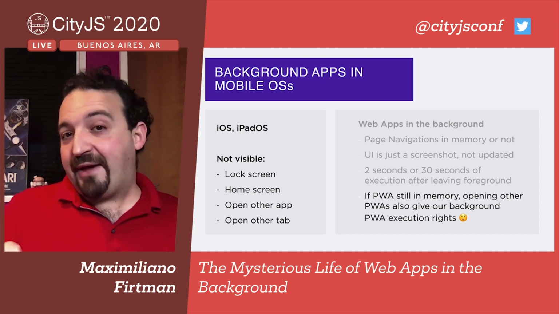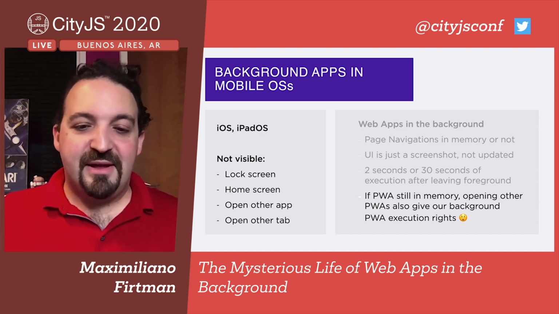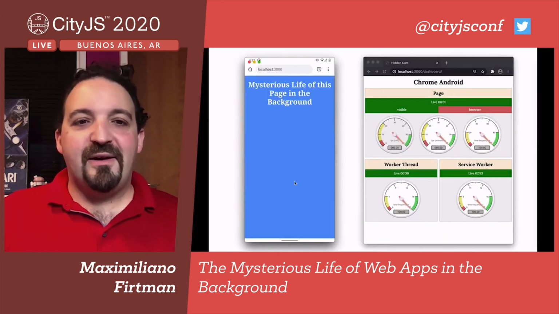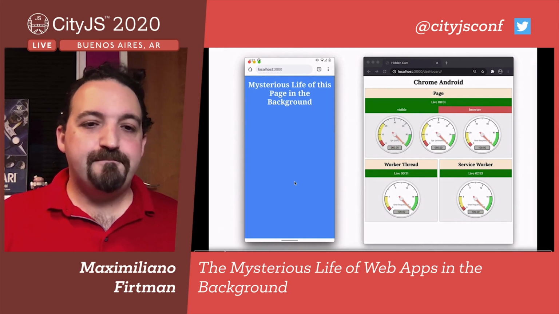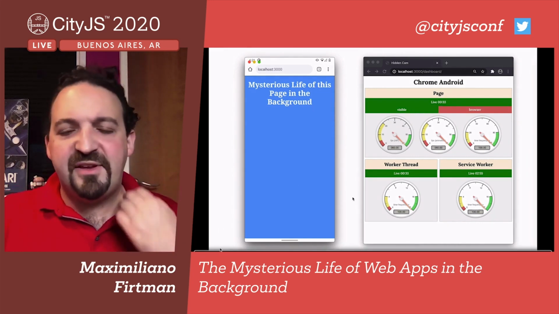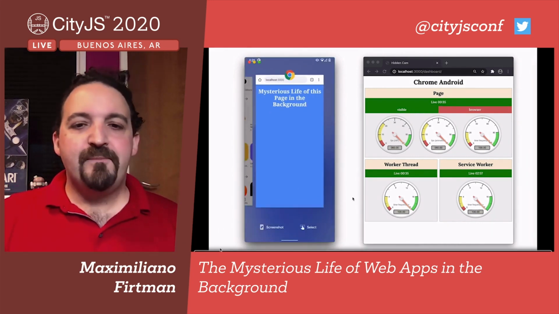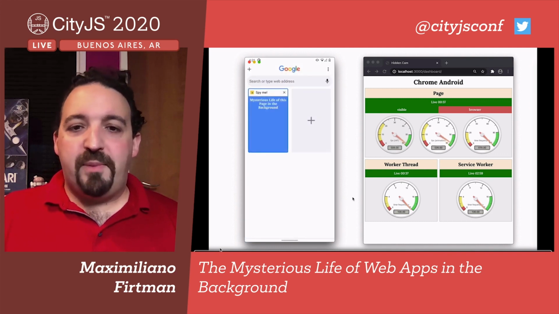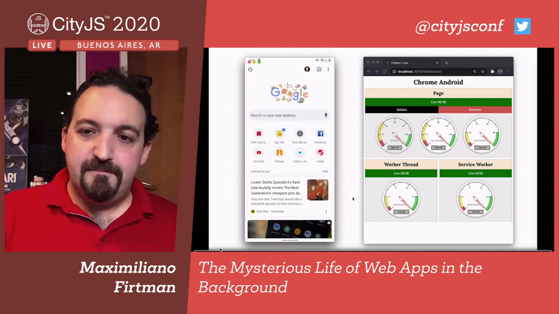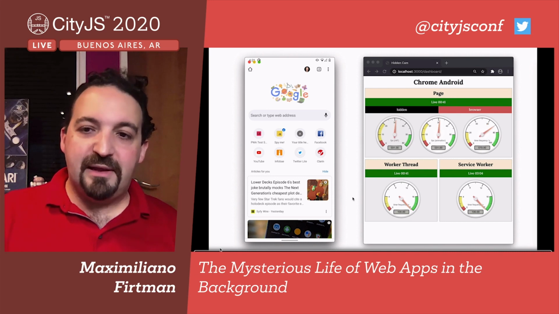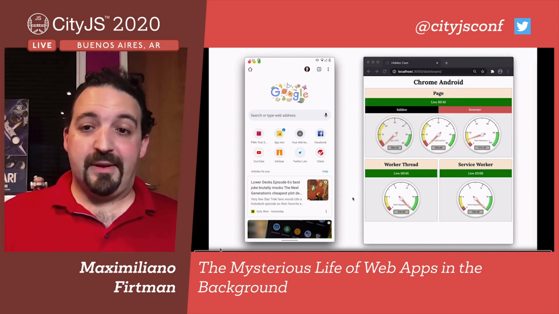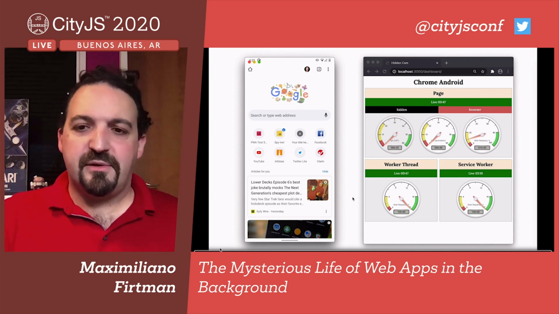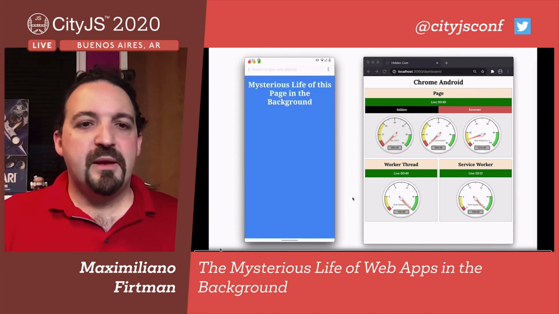So we saw desktop and iOS. It's time for Android. This is the same PWA on Android. When we start, we have the same situation here. Everything is on. When we open a new tab, of course, we go to hidden and everything goes down a little bit. We also have a throttle in the timers, so timers are also throttled as expected.